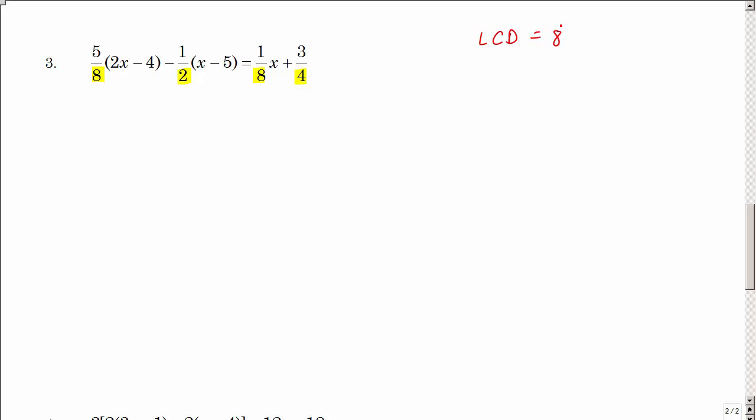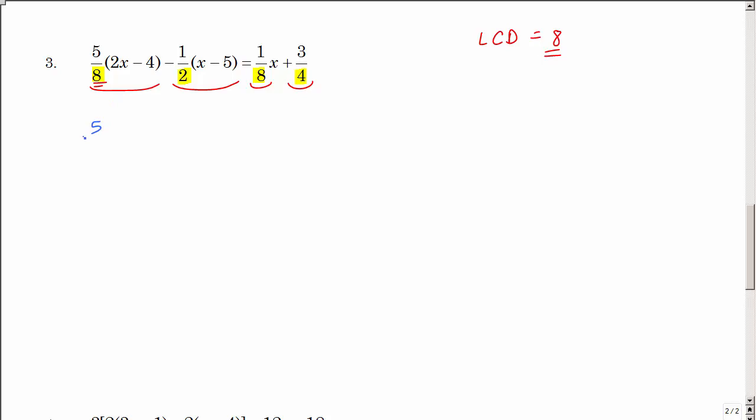Right? 8's going to be the smallest number that they all divide into. Okay? The LCD cannot be any smaller than the biggest number you're looking at. Okay? So if you said 2, that's too small. Least common denominator, 8. So I have this, this, this, and this. I have 4 things that I need to multiply times 8.